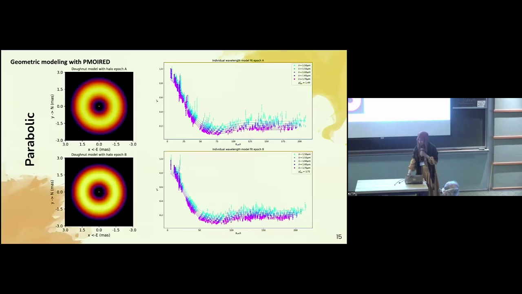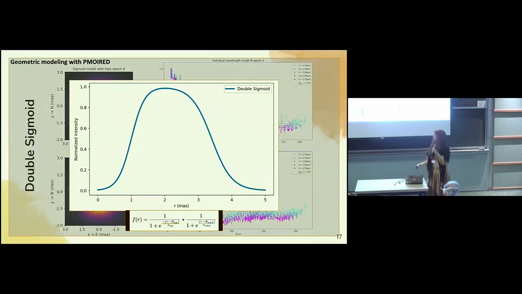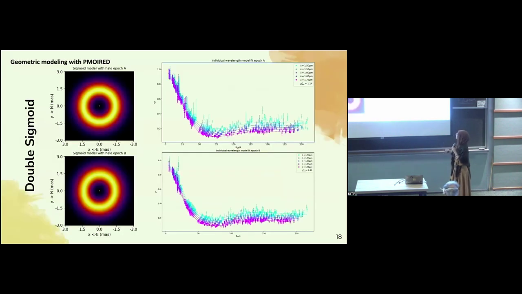So we made our own model that we call the double sigmoid. And it looks like this. This is the brightness distribution. So here you have, this is the inner edge, and it goes up and it goes down, and this is the functional form that we have here. So yeah, this is what it looks like, and it fits the shorter baselines a lot better right here. And you can see that the chi-square decreased significantly.